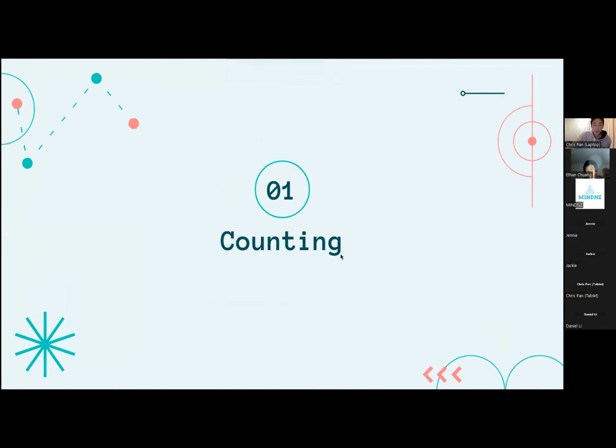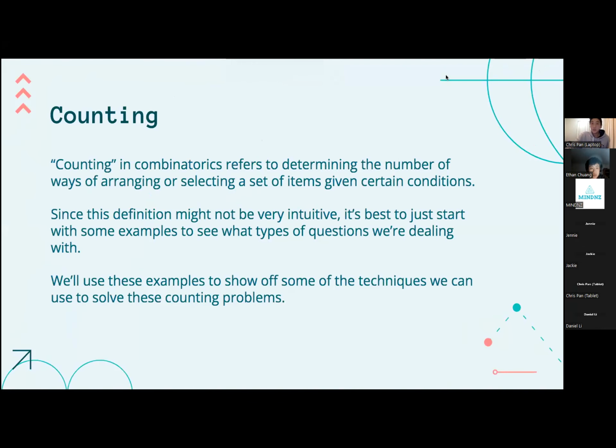Okay, so our first topic is counting. I'll first talk about what counting is. It's kind of hard to describe, but sometimes you're given some objects and you want to find a way of selecting objects or arranging objects given some certain criterion. I don't really know how to explain it without examples, so that's what we're gonna do. We're just gonna look at some examples. I'll give you guys a bit of time to try them out yourselves before we go over the answers.